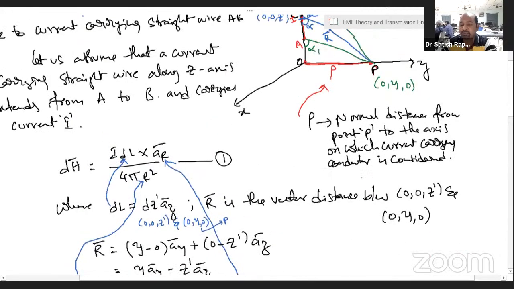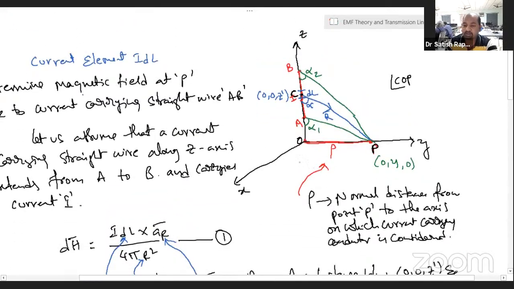So in this figure, you can see. This I have explained in the last class itself. So this is rho. Rho is the normal distance from point P to the axis. So in this figure, it is PO, where O is the origin. In this figure, the normal distance is PO, but not in all cases is it PO. It may differ based on the given problem.